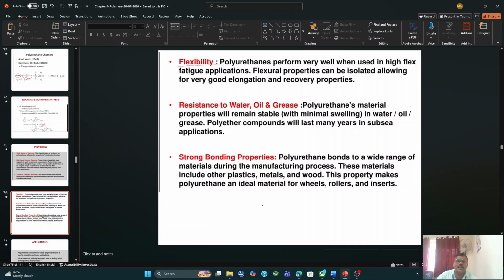Polyurethane materials will remain stable in water, oil or grease. So for subsea applications also, these polyurethane materials are very much useful.